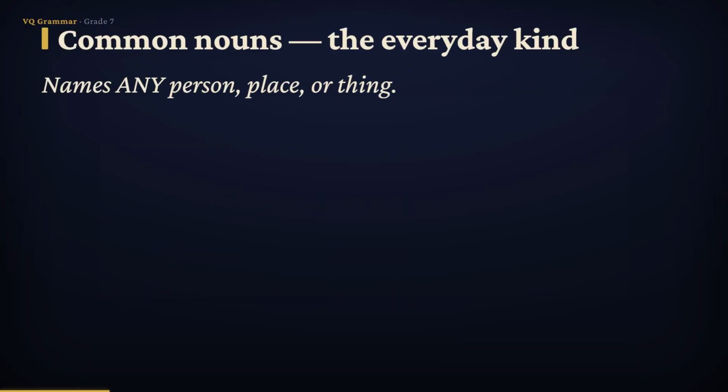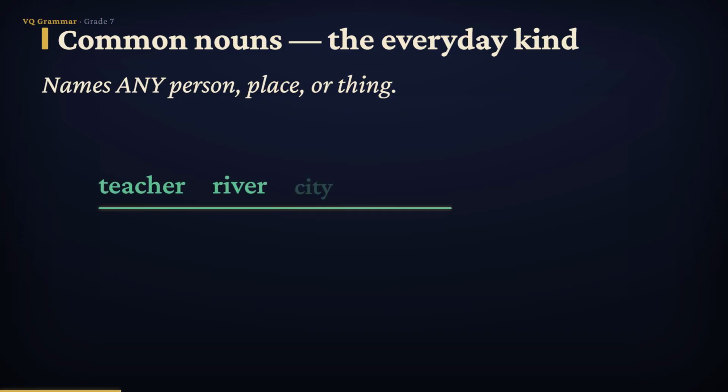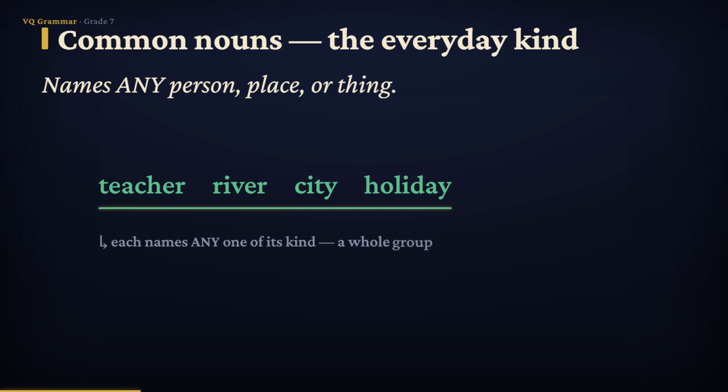Let's meet the first type, the common noun. A common noun names any person, any place, anything. Think of the word teacher. It doesn't point to one particular teacher. It could be any teacher, anywhere. The same goes for river, or city, or holiday. Each of these names a whole group, not one special member of it.